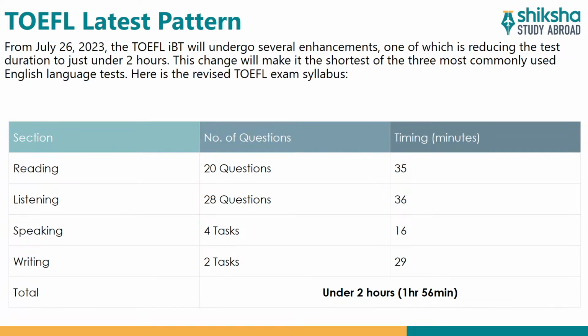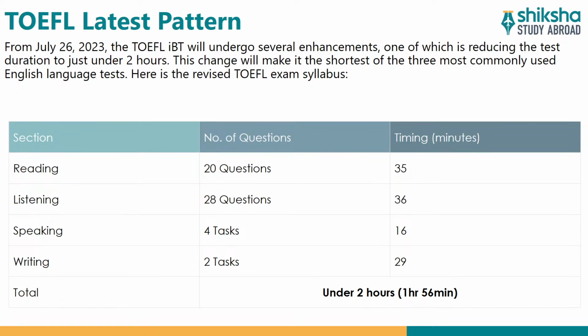If we talk about speaking, then in speaking we have 4 tasks, and the total timing given to you is 16 minutes. For writing, which is also the focus for today's class, we have 2 tasks. Earlier also we used to get 2 tasks, but you will notice a difference: there has been a change in one of the tasks.